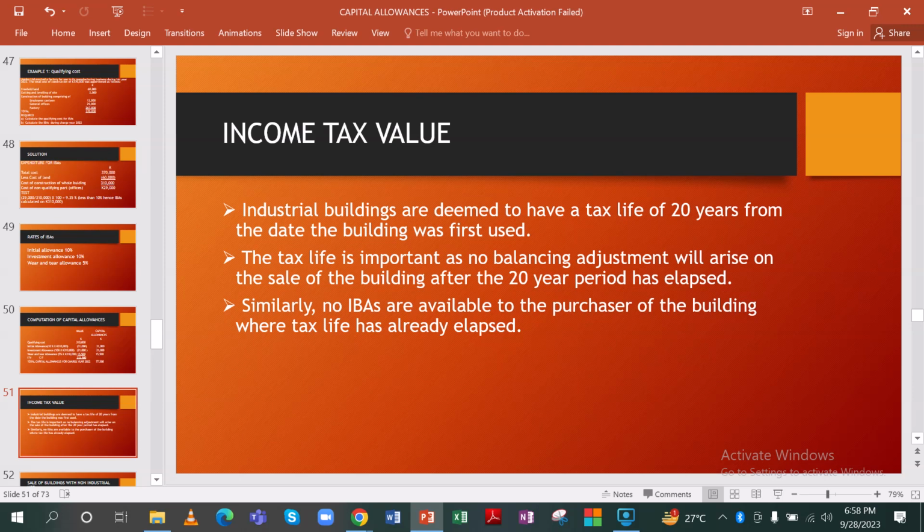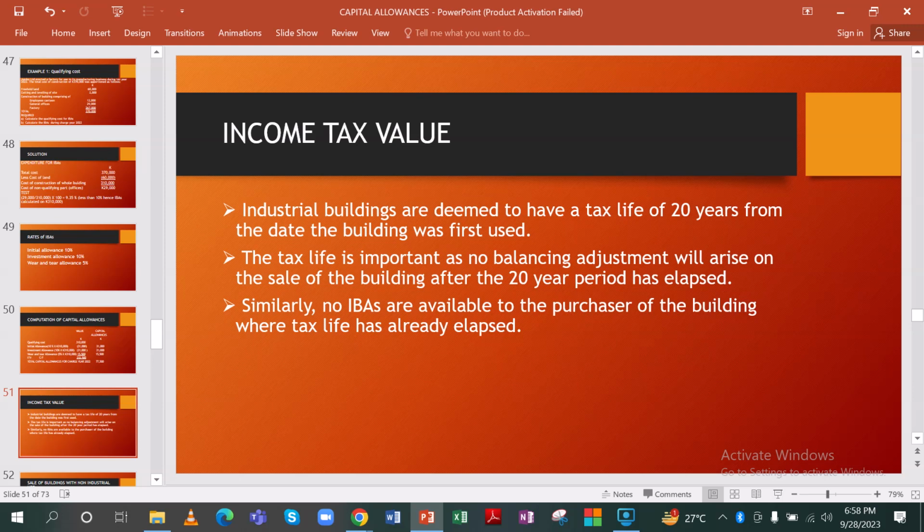So then the next thing is you look at the tax life. The tax life is important as no balancing adjustment arises on the sale of a building after 20 years. That is very, very important. Similarly, no industrial building allowances are available to the purchaser of a building where the tax life has already elapsed.